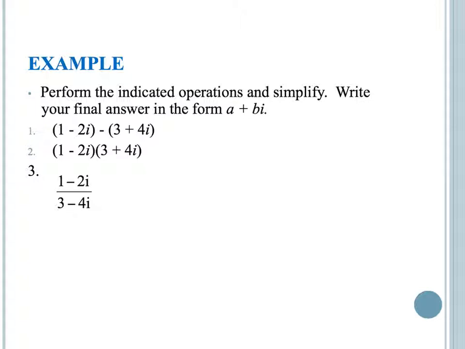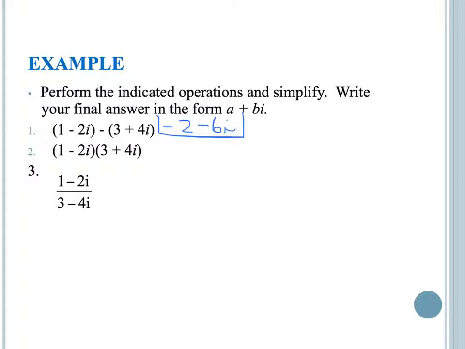So in our first example here, it would simply be 1 minus 3, which is -2, and -2i minus 4i would give us -6i. And I'm making sure that my final answer here has the real number first and the imaginary number second.